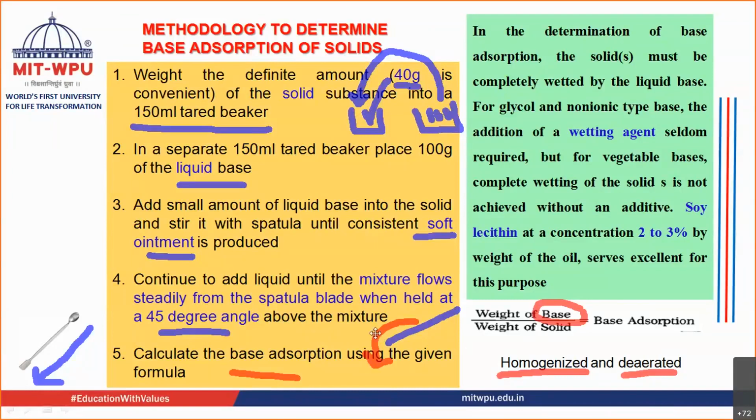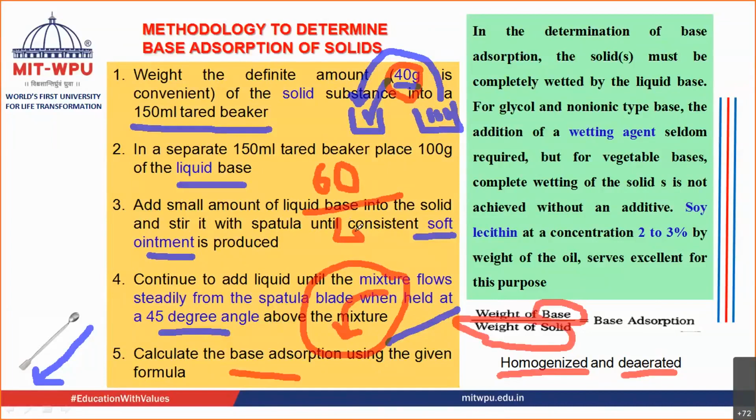It is flowing. So now you take the weight of this material and the weight of the solid. The weight of solid is 40 grams; we have already taken 40 grams. Let us assume the weight of base has now become, say, 60 grams after addition of liquid, just as an example. So you will do 40 upon 60, and this is how you get the base adsorption.